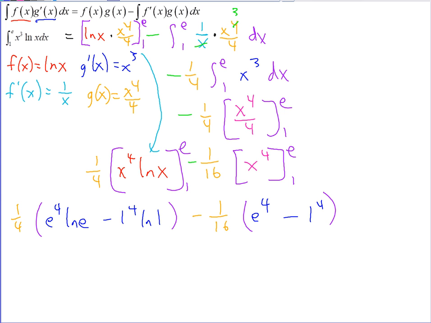Natural log of e, remember this is saying e to what exponent is e? That's 1. And natural log of 1 is 0. So that's going to wipe out the whole term here. So for this first term we just have 1/4 times e to the fourth, because it's 1 times e to the fourth. And then here, if we distribute this negative 1/16, we have negative 1/16 e to the fourth minus 1/16.